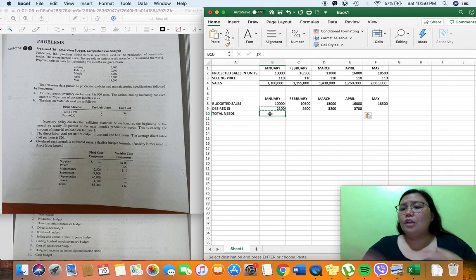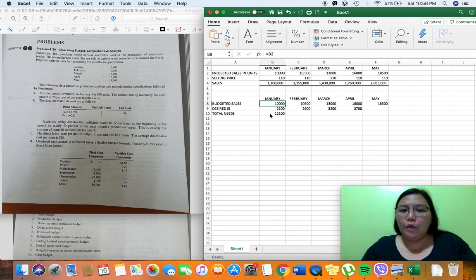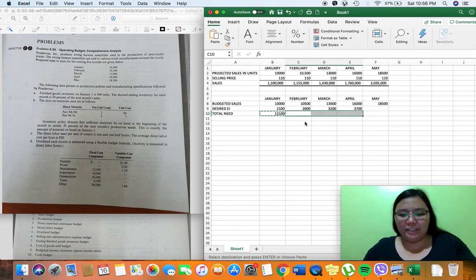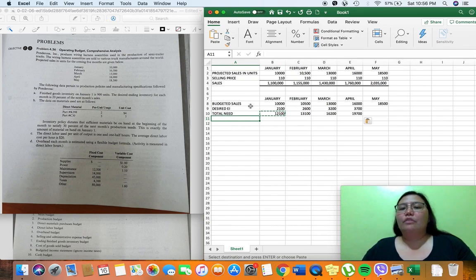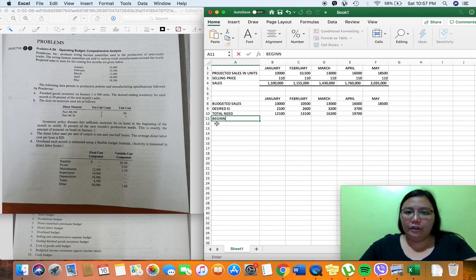Okay? So as mentioned earlier, to compute for the total need, all we need to do is to add the budgeted sales and the desired ending inventory. So here is the total need or requirement for the month of January, February, March, and April respectively. Now, of course, we already have our beginning inventory. So we will deduct whatever the beginning inventory is for the month.